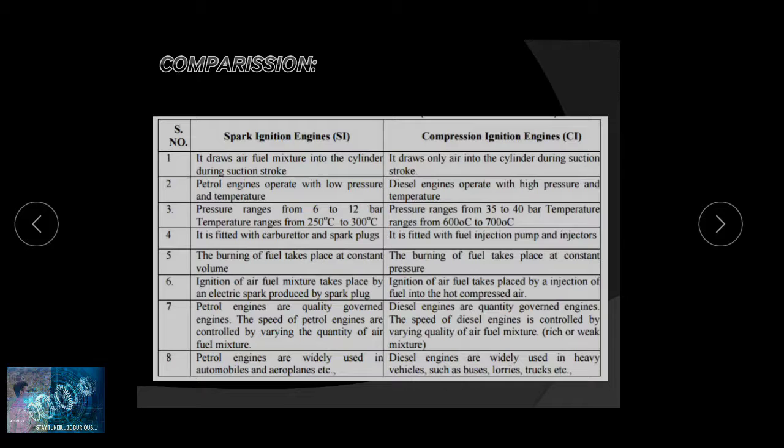The petrol engines are quality governed engines. The speed of petrol engines is controlled by varying the quality of the air-fuel mixture. Diesel engines are quantity governed engines. The speed of diesel engine is controlled by varying the quantity of fuel. The petrol engines are widely used in automobiles and aeroplanes, etc. The diesel engines are widely used in heavy vehicles such as bus, lorries, trucks, etc.